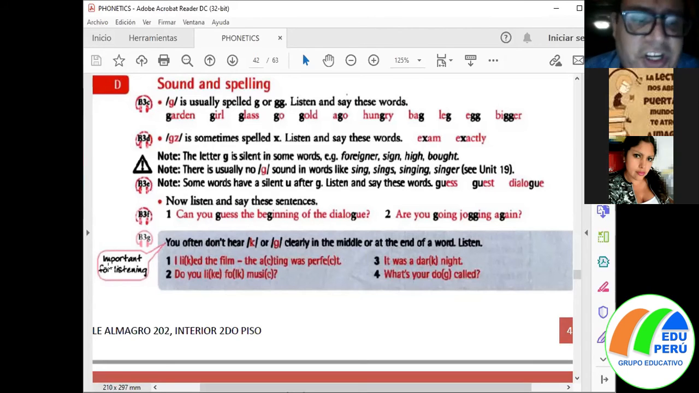Let's pass to the gray box. You often don't hear ka or ga clearly in the middle or at the end of a word. Notice here, I liked a film. First, I'm going to do it slowly, when you pronounce these sounds clearly. But let me tell you something.